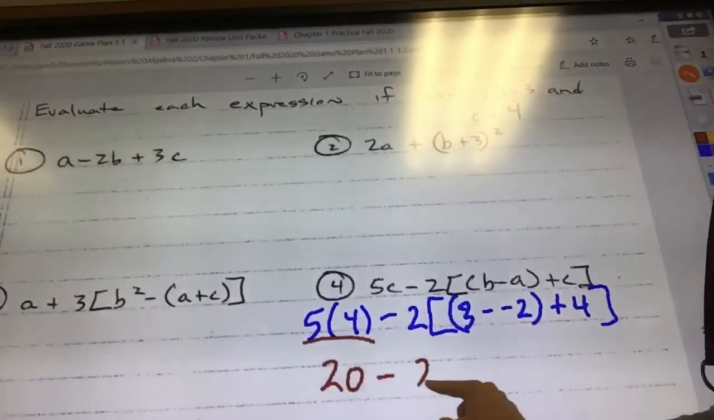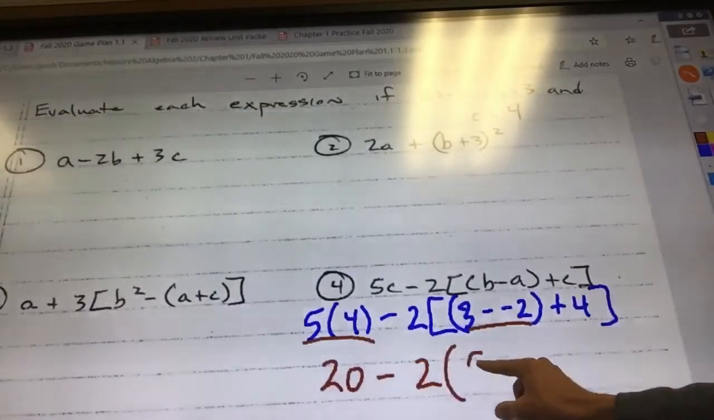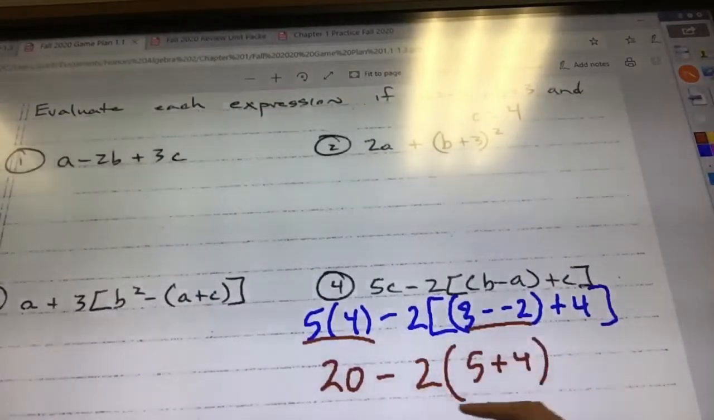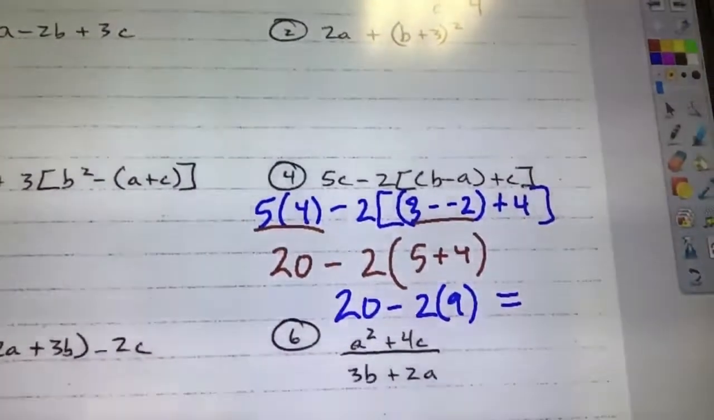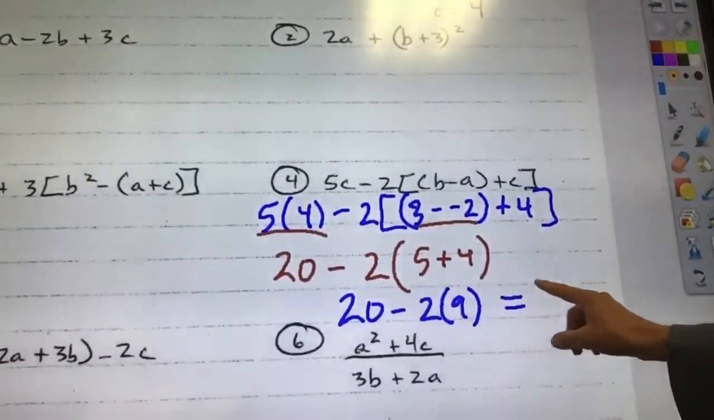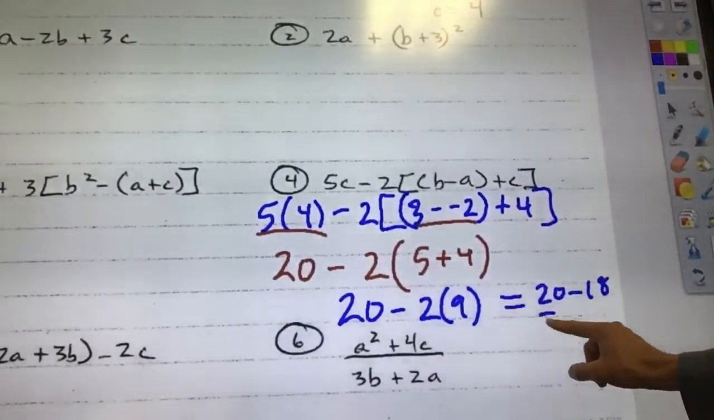20 minus 2, okay. 3 minus a negative 2 is 5. 5 plus 4. All right. Now we have 20 minus 2 times 9. 4 and 5 give you 9. Order of operations says do that 2 times 9 by itself. 20 minus 18 is 2.